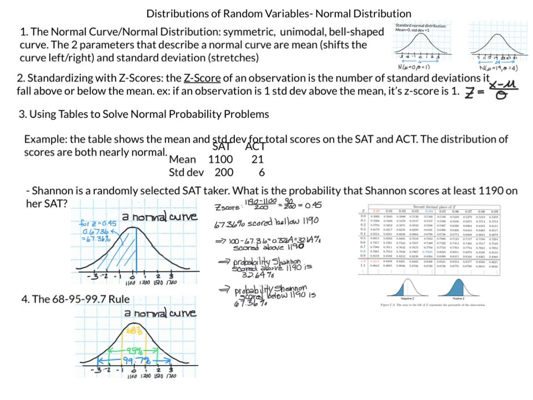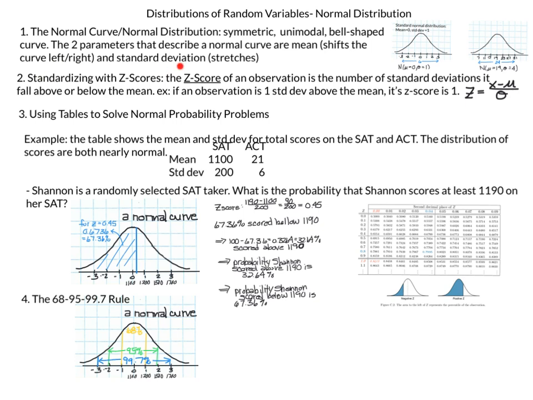So we're ready to do our review. First we talked about the normal curve, also called the normal distribution. It's a symmetric curve, it's unimodal, and it's bell-shaped. The two parameters that completely describe a normal curve are the mean and the standard deviation. The standard deviation tells us how spread out the data is. The mean centers our data.